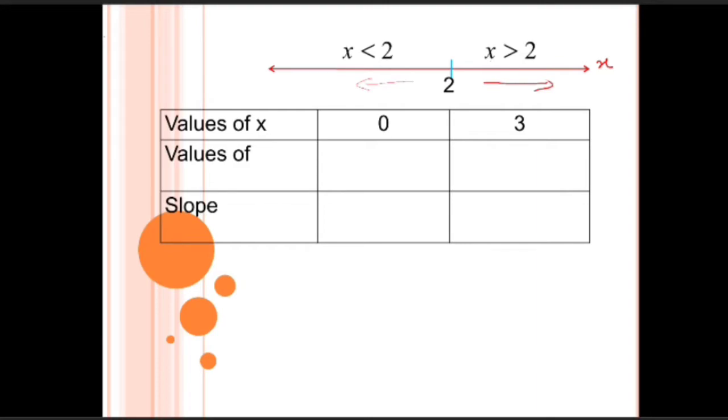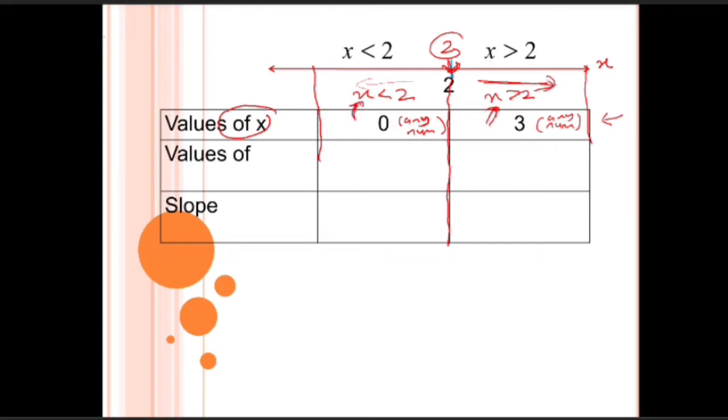Next, draw a table. So just draw a line right at that 2 and then just draw a line going downwards. So this refers to 2 right in the middle of this line, and x greater than 2 will be on the right side of 2, x less than 2 will be on the left side of 2. So the values of x that we can choose, it can be any value less than 2. So the easiest value is 0. So at this row, you can choose any number which is less than 2 or any number which is greater than 2 for this column.